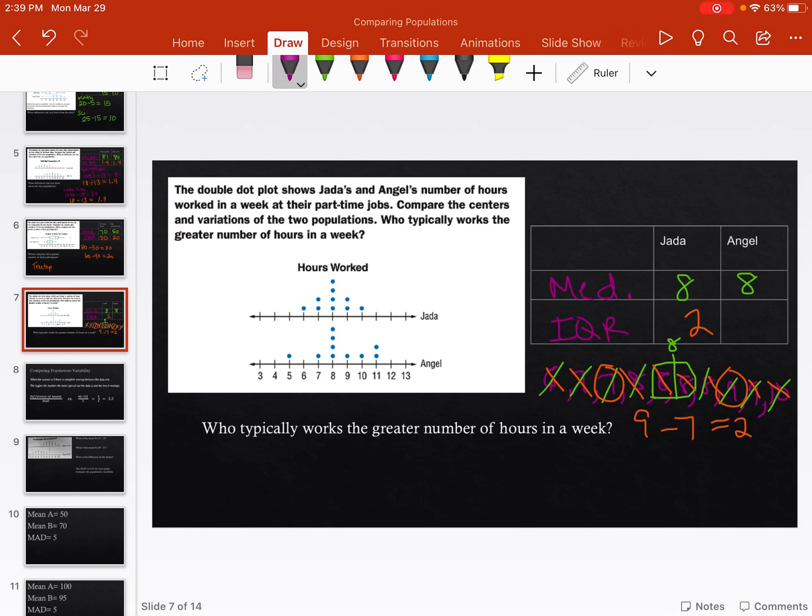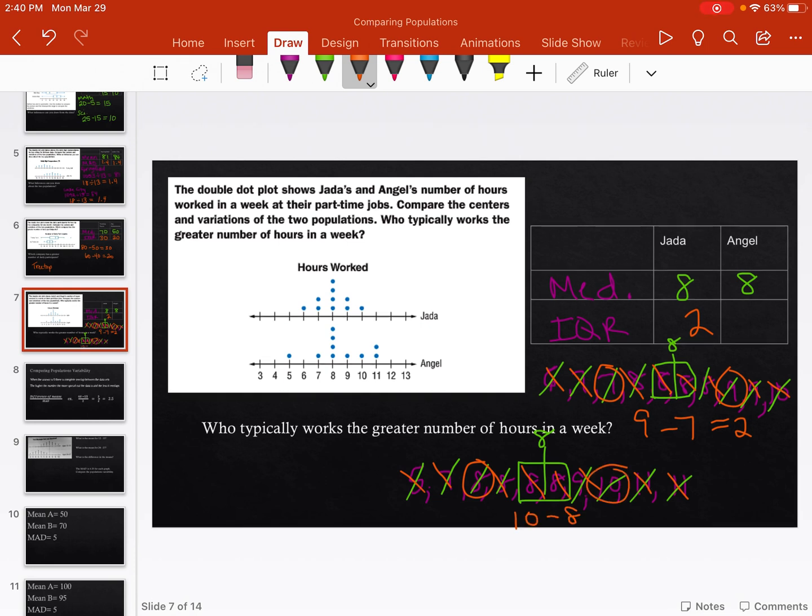Same thing for Angel's data, except it's a little different. So 5, 7, 8, 8, 8, 8, 9, 10, 11, 11. Start by finding that median, which was in between these 2 8s. Then find the median again, right here, and on the other side, right here. So I'm getting 10 minus 8, which is also 2.